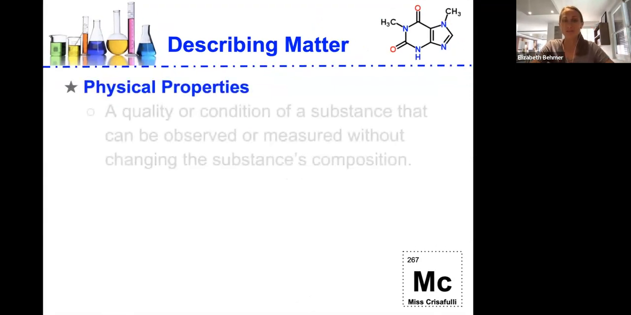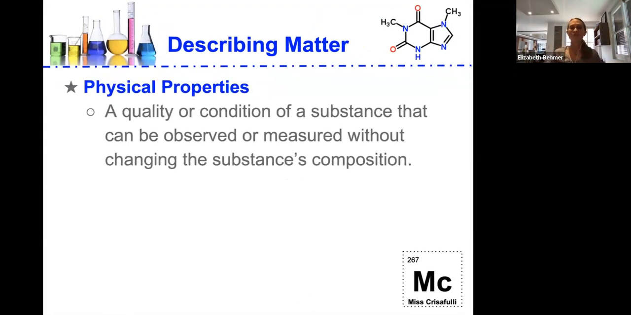The physical properties of matter. A physical property of matter is a quality or a condition of a substance that can be observed or measured without actually changing the substance's composition. When you're working through your lab or thinking about substances and their physical properties, think of a quality or a condition that you can see or measure without changing the composition of that substance.